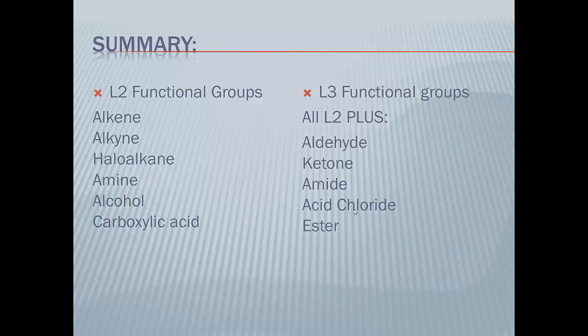And to finish, I have covered all the functional groups in this video for level 2 and for level 3, so it's important to note that level 2 students only need to be able to identify alkenes, alkynes, haloalkanes, amines, alcohols and carboxylic acid functional groups. The level 3 students will need to identify all the level 2 groups plus aldehydes, ketones, amide, acid chloride and ester. So that is important to note if you're a Year 12 student, which groups you need to focus your learning on.